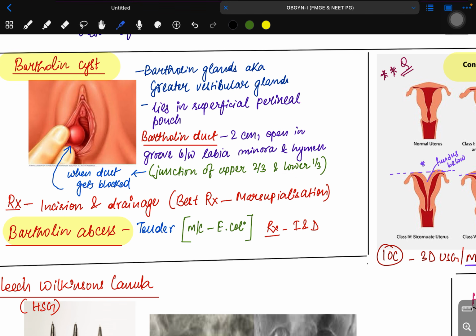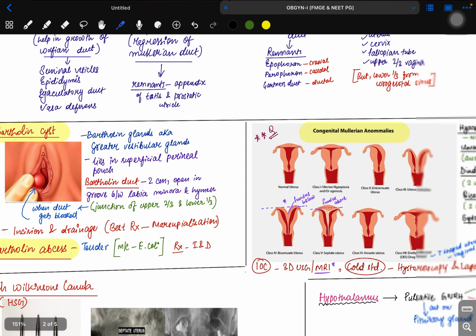Okay, what is the treatment? The treatment is incision and drainage, and the best method of treatment is marsupialization. Bartholin's abscess is tender and the most common cause is E. coli. The treatment is again incision and drainage.